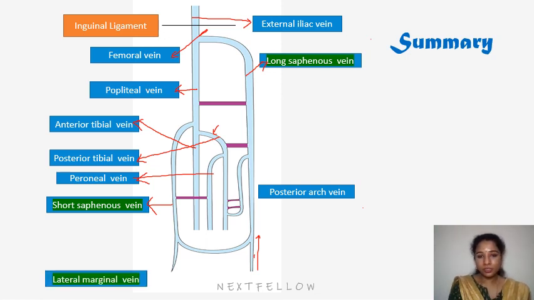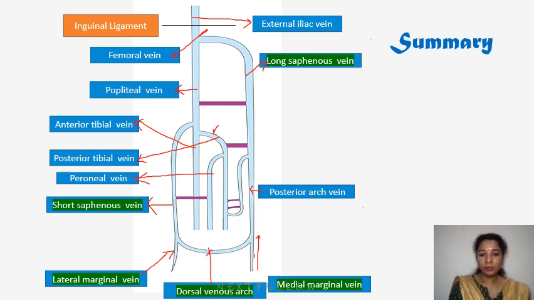And we can see the posterior arch vein, which is a tributary of the long saphenous vein. And we can see the lateral marginal vein and dorsal venous arch. They join to form the short saphenous vein. This is the medial marginal vein, which joins with the dorsal venous arch to form the long saphenous vein. And let's see the perforators, some important perforators.